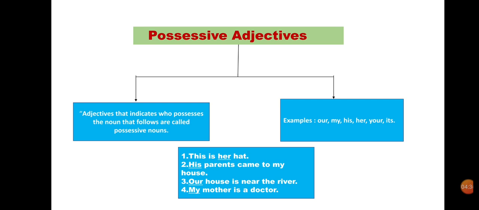The next is possessive adjectives. Possessive adjectives indicate who possesses the noun, or that something belongs to someone. Like I say, this is my book, this is my house, this is my bed. Here it shows something is mine or yours: your house, my book, my pen, my house, my bed. The examples of possessive adjectives are our, my, his, her, your, and its.